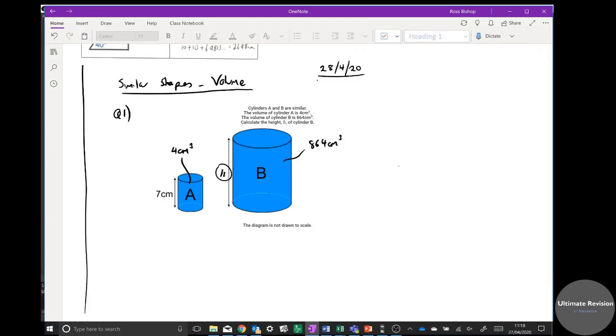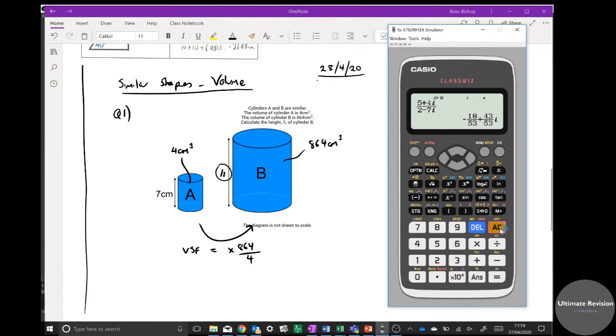Now, in order to know this, we know to get from the small to the big for the volume scale factor, we multiply by 864 over 4. Now if I do that, let's get that up here. Calculator. So 864 divided by 4.